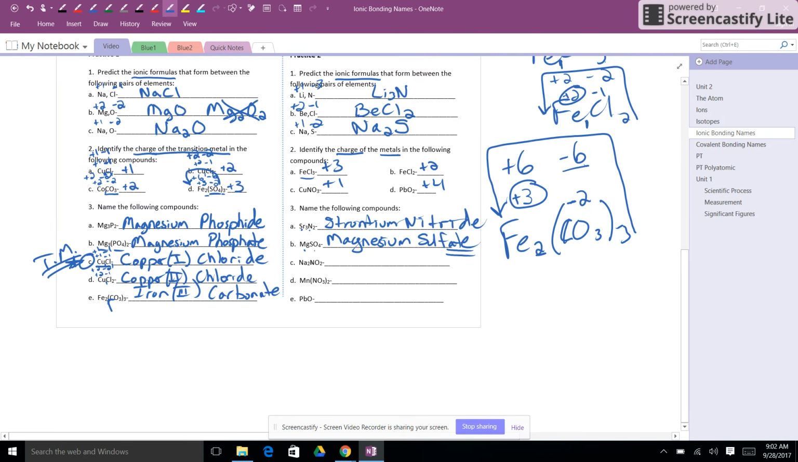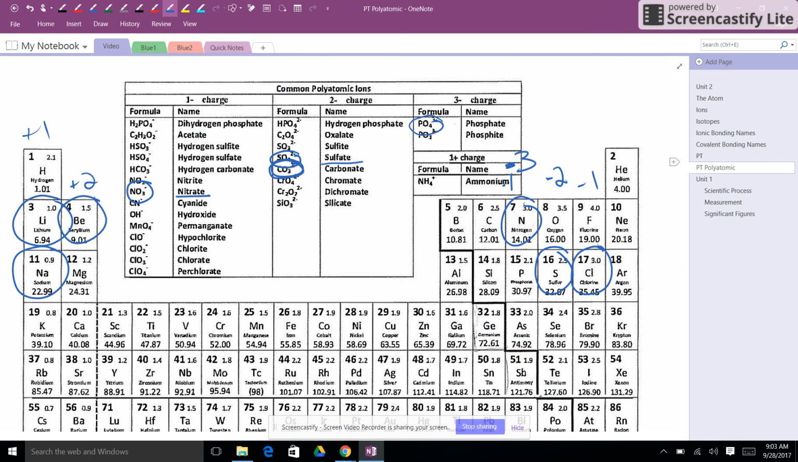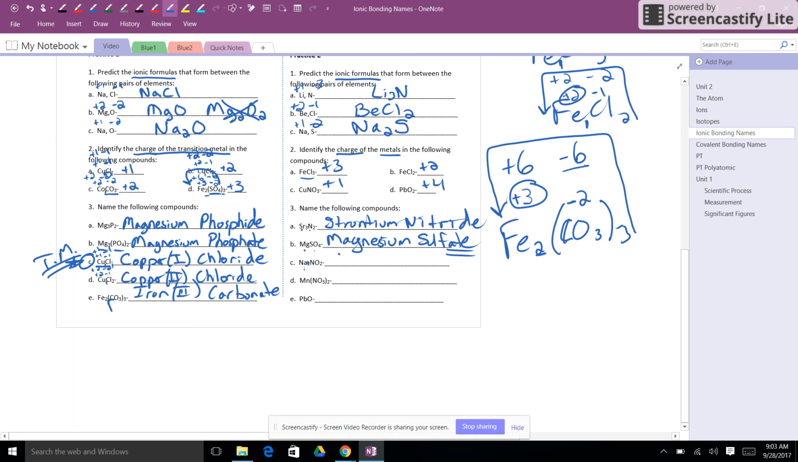Na2NO2. Oops, you know what? It should just be NaNO2. We have a main group metal with a polyatomic. So NO2, let's go ahead and look that up. NO2, it looks like, is the nitrite ion. So we have a main group metal, so just name it, sodium. And NO2 is nitrite. ITE ending.